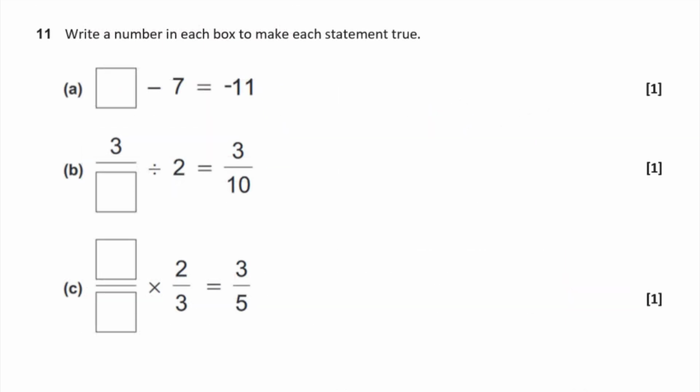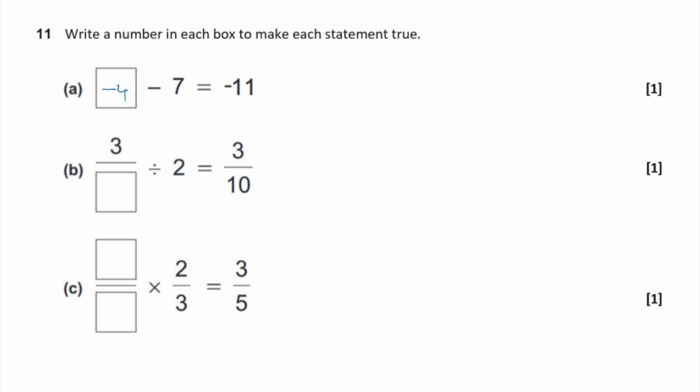Question 11, write a number in each box to make this statement true. Something, take away 7, is -11. So if we've ended up at -11 and we've taken 7 away to get there, then we need to reverse that and say, if I'm on -11 and I add 7, where does that take me? Calculating, if I'm on -11 and I add 7, that takes me up to -4. So if I'm at -4 and I take away 7, I'm going to end up at -11.